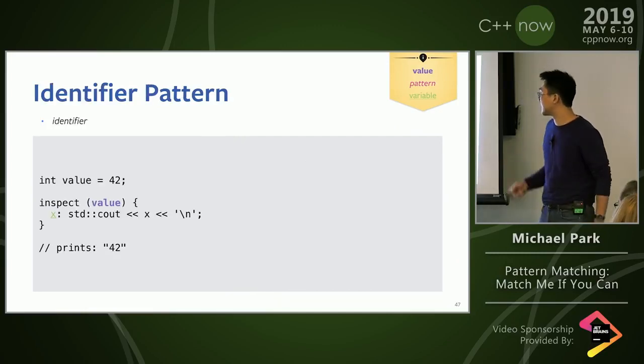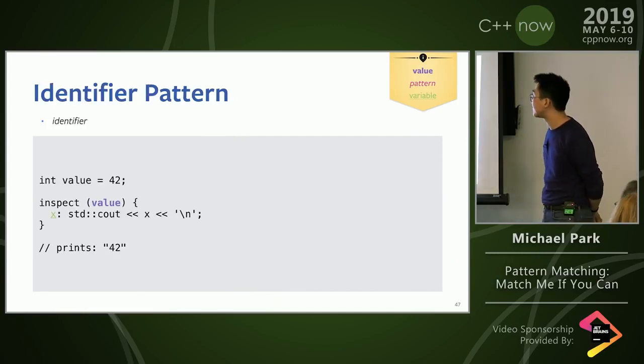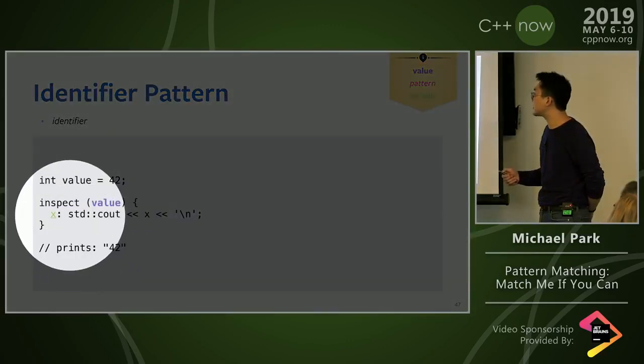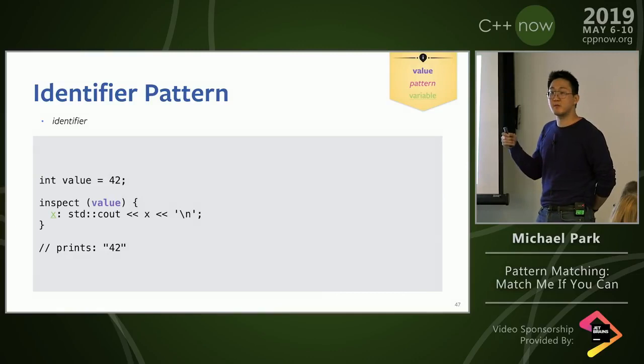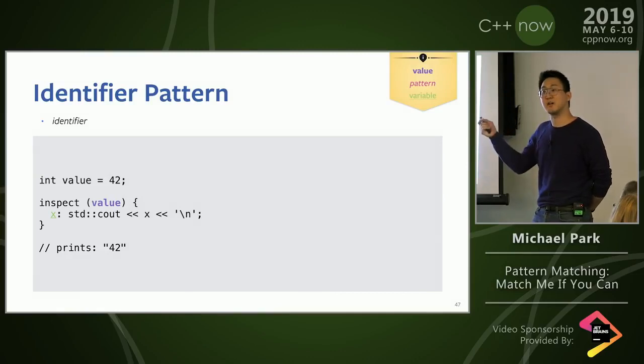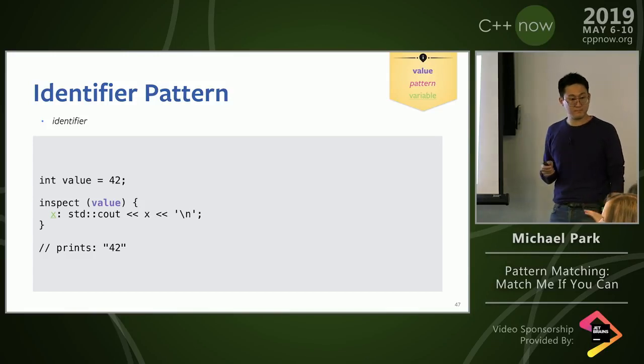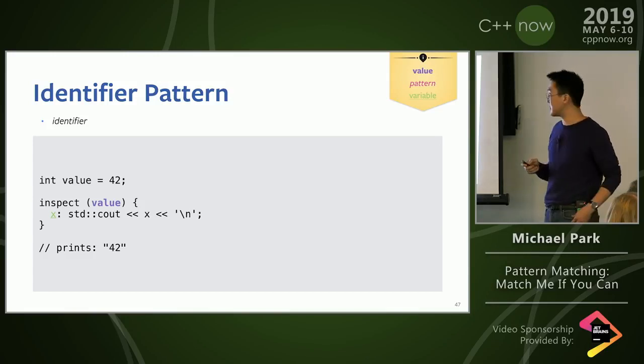Could you show the previous slide? Yes. And what does x mean? Which x? This x? The green x. Yeah, so this is introducing a binding for the thing that it's matching, which in this case is value. Oh, it's a variable name that's accessible in the expression on the right side. Yes. Is it like a structured binding, is it a magic alias? Yeah, it's just a magic alias.